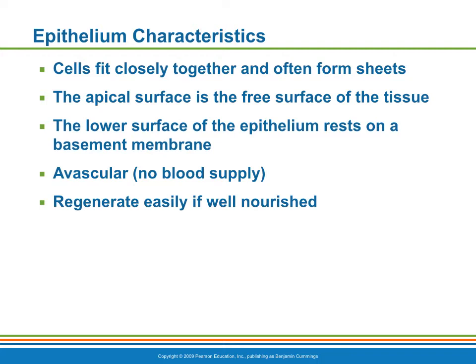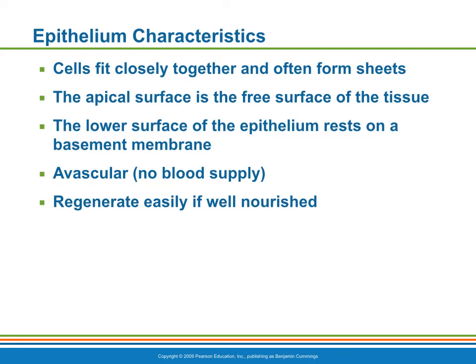Now, adjacent epithelial cells are bound together by specialized contacts such as desmosomes and tight junctions. They exhibit polarity by having an apical surface, which is the free surface, and a basal surface, which is the attached surface. Now, they're supported underneath by an underlying connective tissue.